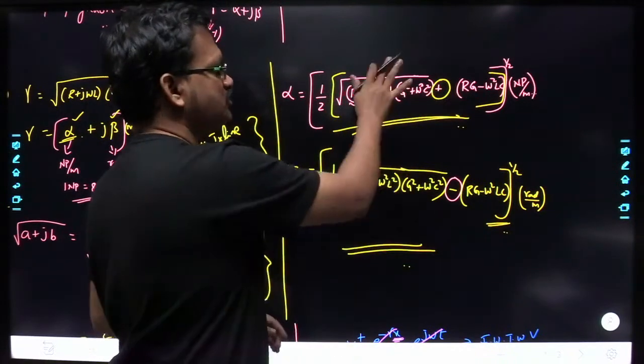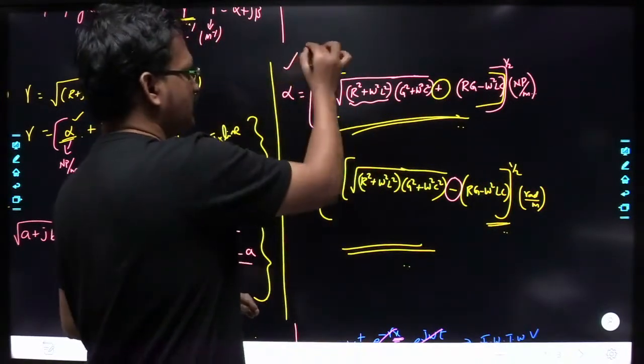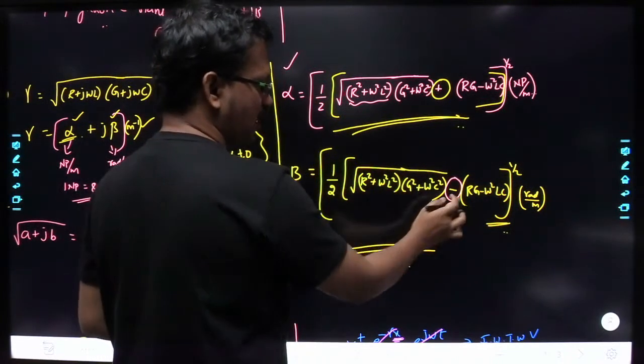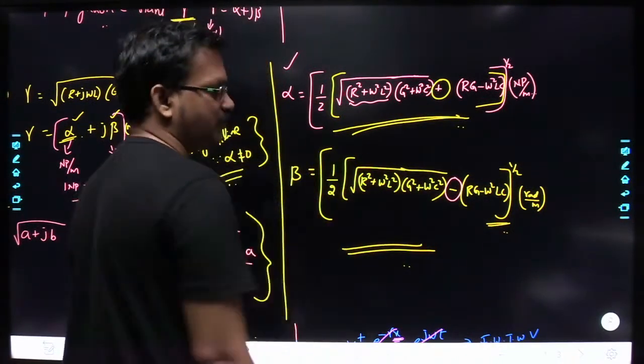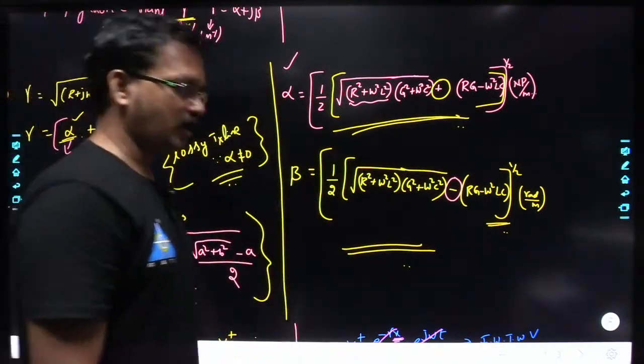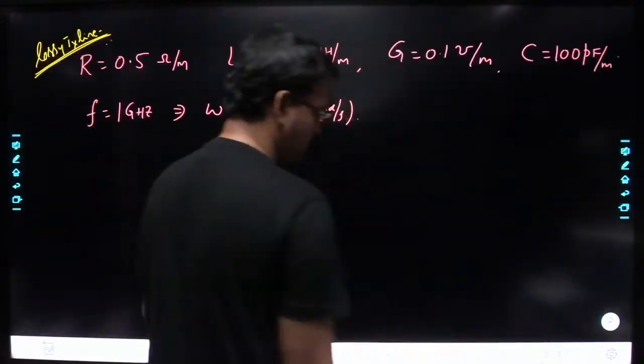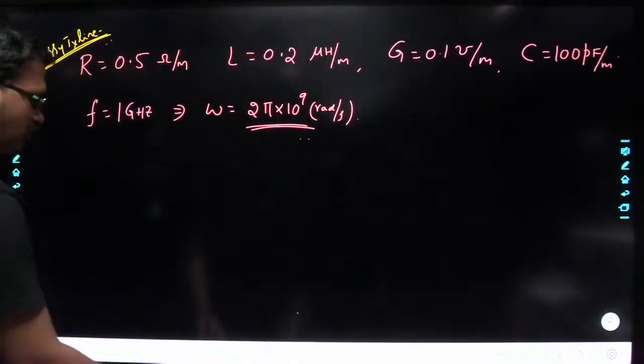Just substitute all these three terms. You are going to get what? Alpha value. And if you substitute all the three terms and if you put here minus, then you are going to get beta value. Understood? Okay. So this is one way.